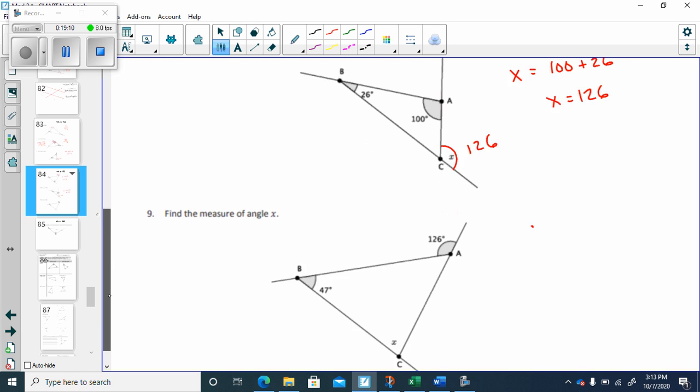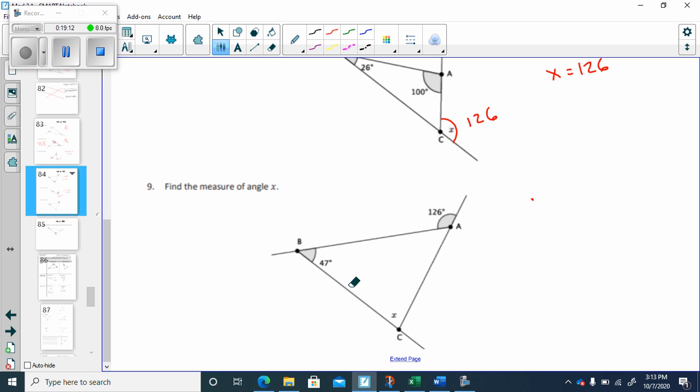And then find the measure of angle X here. I've got the exterior angle. I don't have anything here where you'd form a line. I have the two remote interiors. I've got one here and I don't know this one. What I do know is if I add up the two remote interiors, it gives me the exterior.